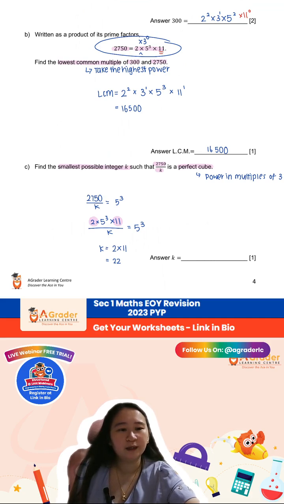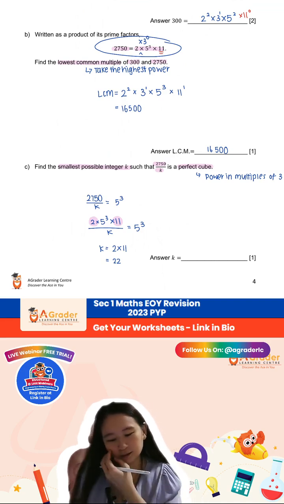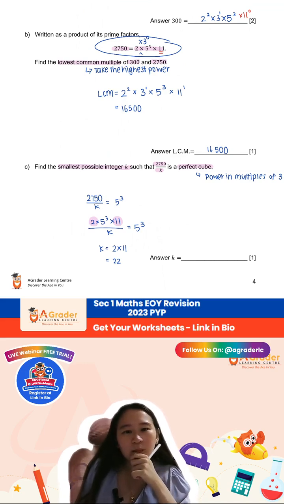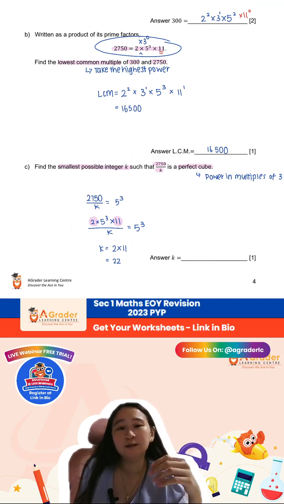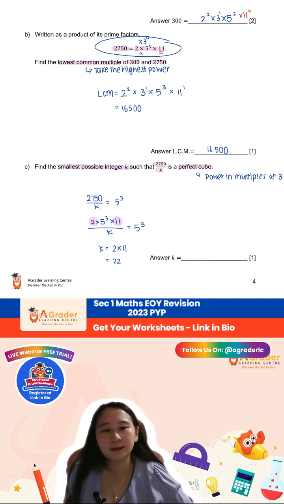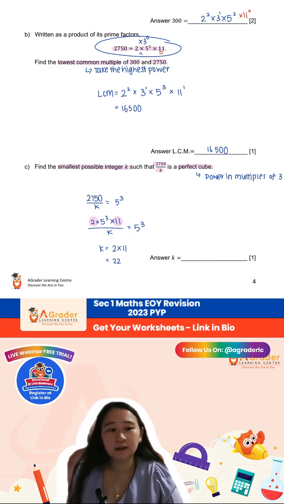Sorry, what do you mean by 2750 divided by 3 divided by 3 divided by 3? They're talking about a perfect cube, which means they want the powers to be 3 or multiples of 3. It can be 0 because anything that's to the power of 0 is 1. That's why we dropped it.